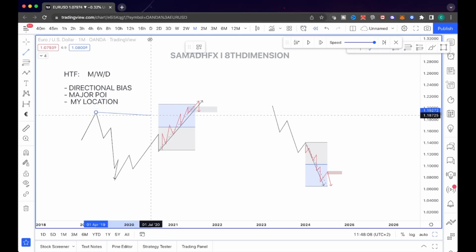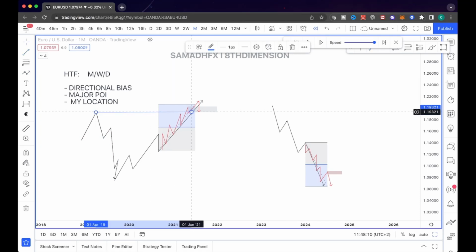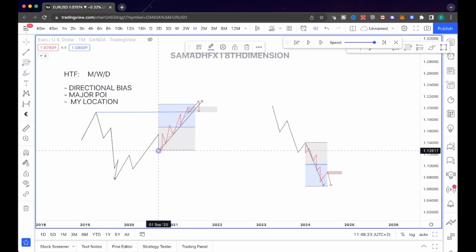And after a break of structure, most of the time price needs to create a pullback. Okay, so yeah, this is a small pullback, but the entire leg is from this low, higher low, to this higher high.